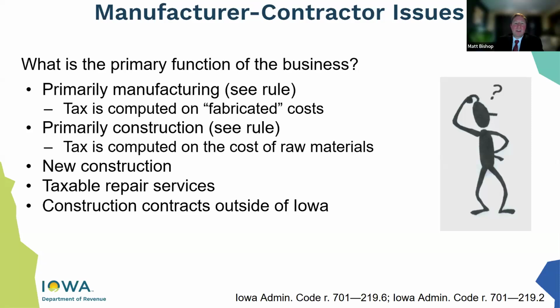If you're a manufacturer, but you wind up doing some construction jobs too, then you would need to pay use tax on your materials that you use in your construction job. That tax is computed on the fabricated cost. That fabricated cost would include materials, labor, transportation to and from the plant, but does not include installation on the job site. So that fabricated cost is kind of a complicated analysis. You can contact us for more information if you need help putting that together.